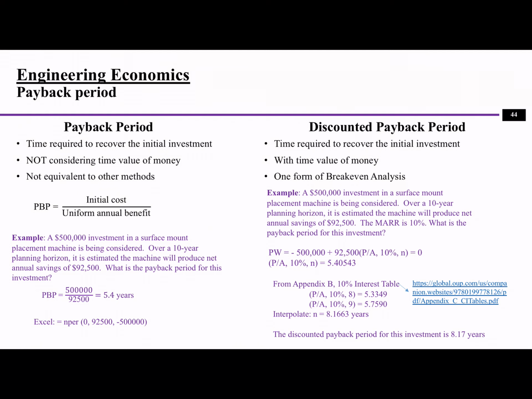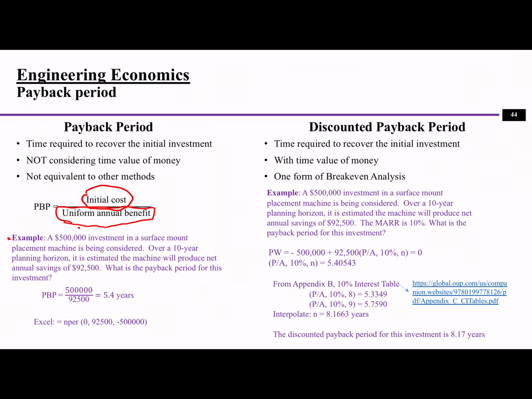Now let's first look at the simple payback period. How do we calculate it? If we know the initial cost, we just need to find the uniform annual benefit, and divide the initial cost by it to get how many years, or periods, it takes to recover all the costs.